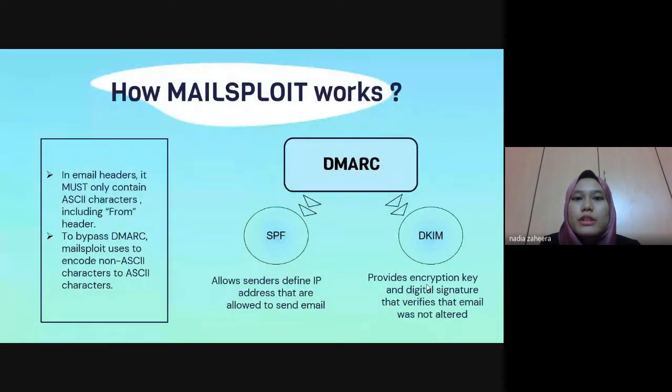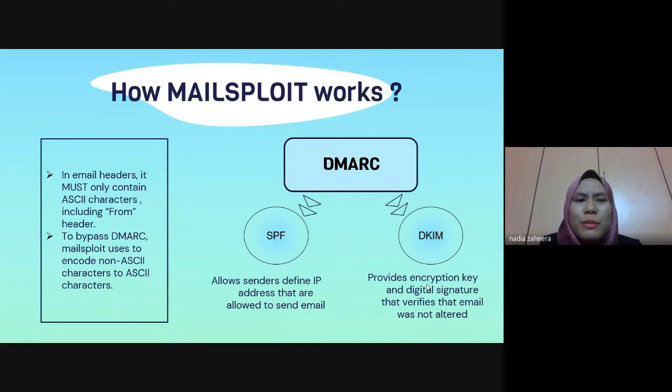So how does MailSploit work? Email headers, including the From header, must only contain ASCII characters. Every email header has to contain ASCII characters, but most fake messages don't, so that's how DMARC is quite strong about it. But MailSploit has defeated DMARC with this technique.